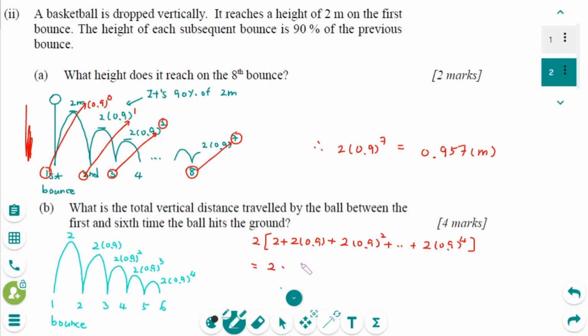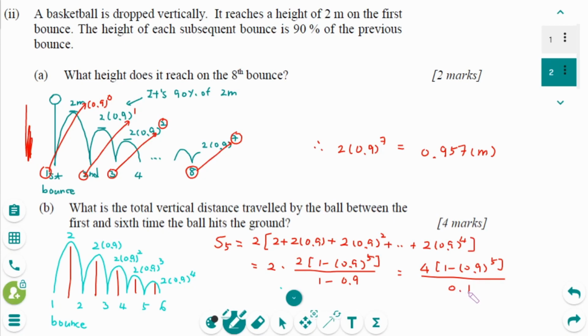Then 2 times (1 minus 0.9 to the power of 5) over (1 minus 0.9). There are 5 terms: 1, 2, 3, 4, 5. So S5 equals 4 times (1 minus 0.9 to the power of 5) over 0.1. The final answer is 16.4 meters.